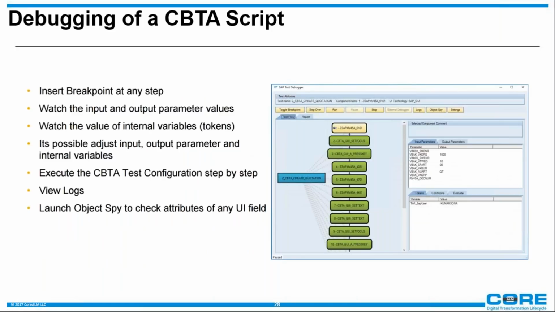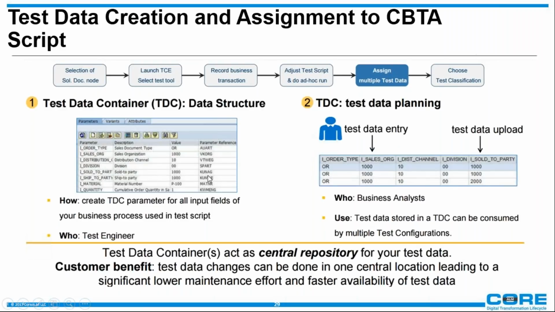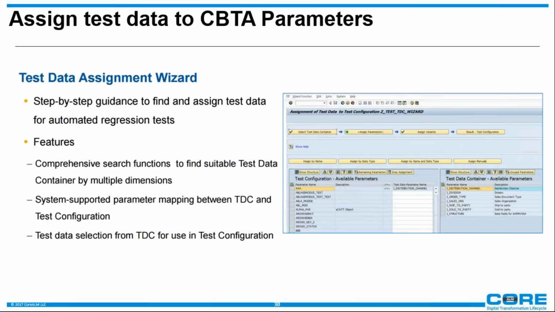Data, the debugging of a script. So CBTA has a debugger, can set up breakpoints. You may be familiar with this with other tools. Can run it up to a certain point. You can see the input and output parameters and the variables and see where it might be failing. So that's one way to repair a test case.